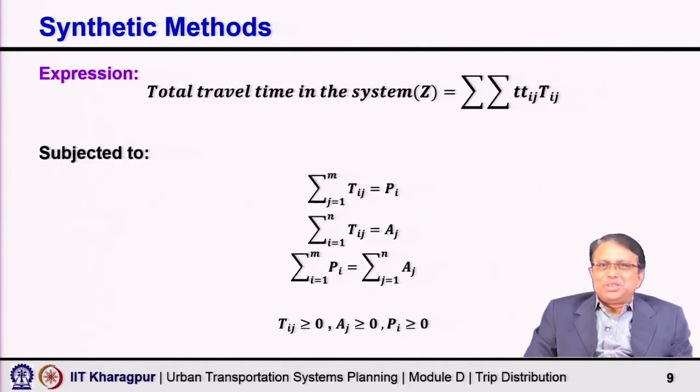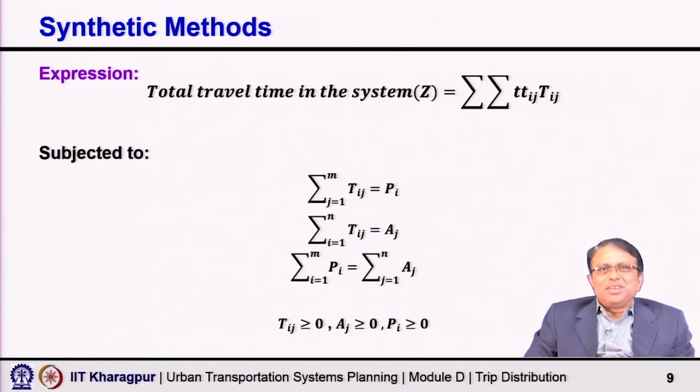Now, I am not going to teach you linear programming here in this course, but I will only show you the formulation. So, with an assumption that we try to see that the total aggregate travel time is minimized, we try to find out what is that trip distribution that can minimize this aggregate travel time for all the travelers considering all origin destination zones in the study area.